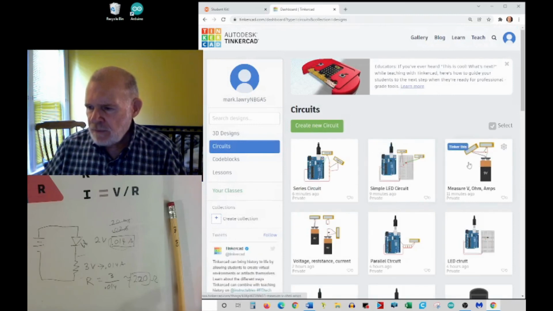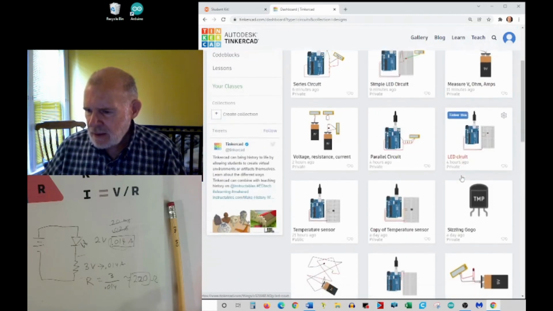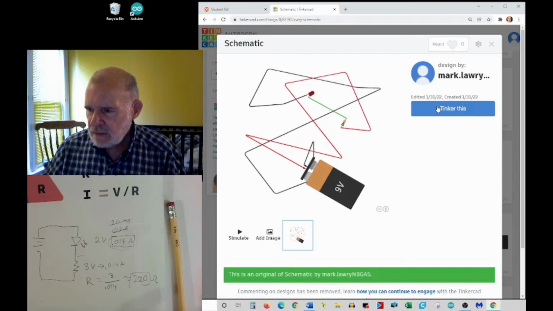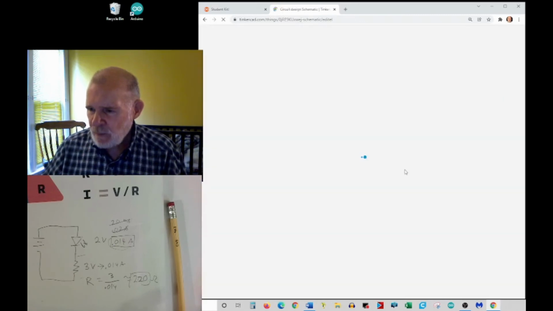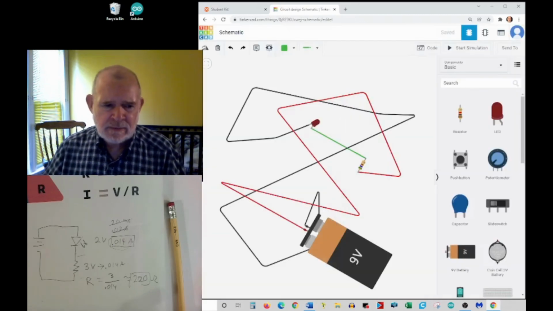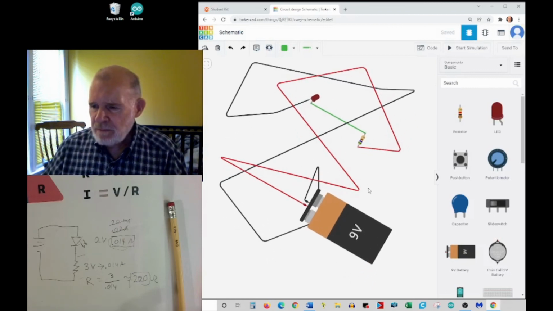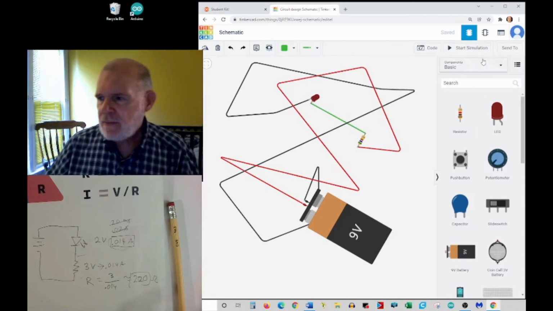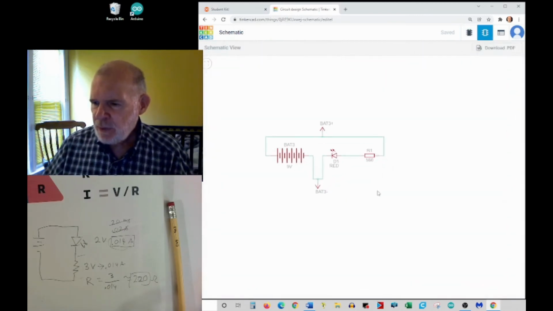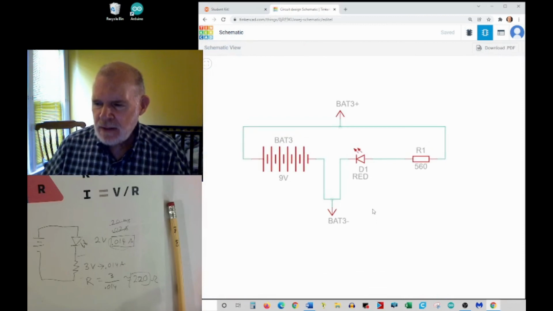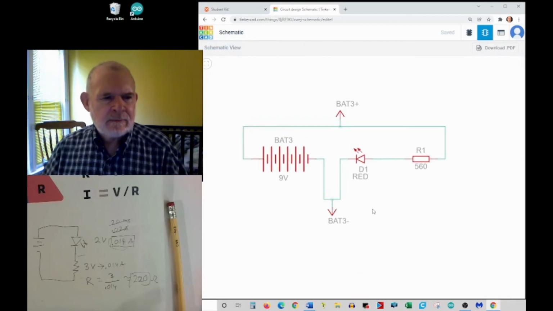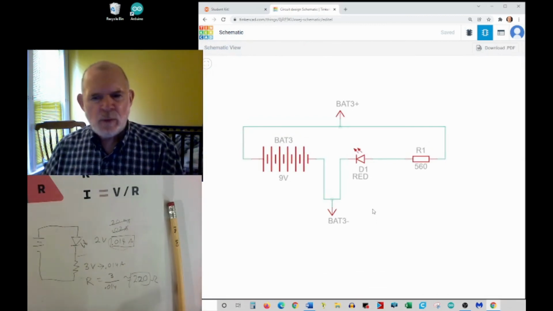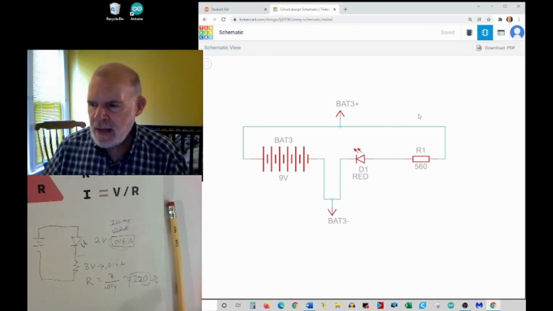So what's the use of a schematic? Here's a circuit where I've kind of drawn it all goofy. So that's hard to see, right? But in the schematic, if I ask for the schematic, it puts it in a nice, neat layout. It doesn't care what it looks like in the real world. It looks like this is what the electrons see. They go from the battery to the resistor to the diode.